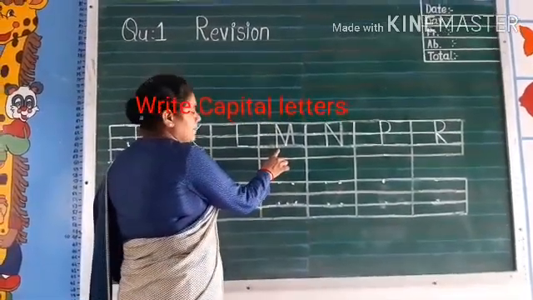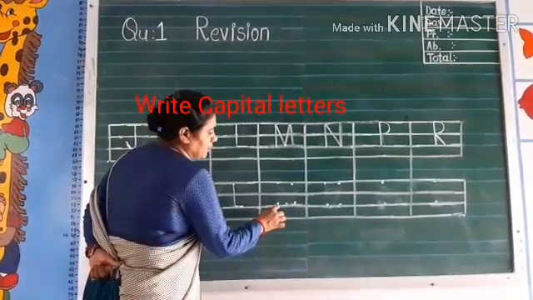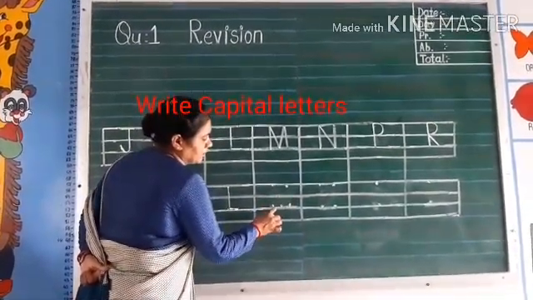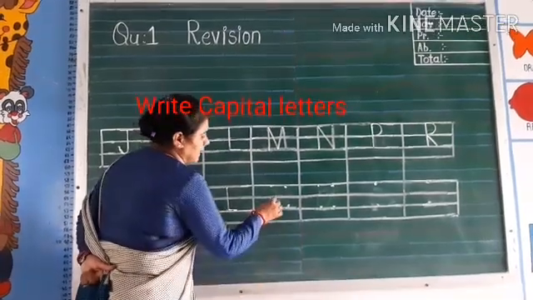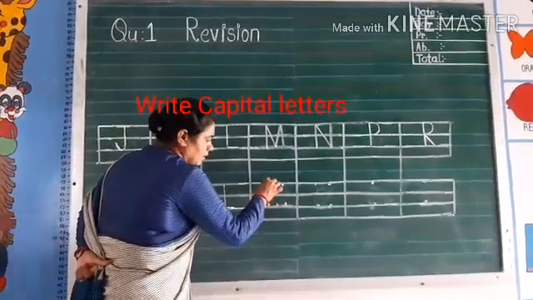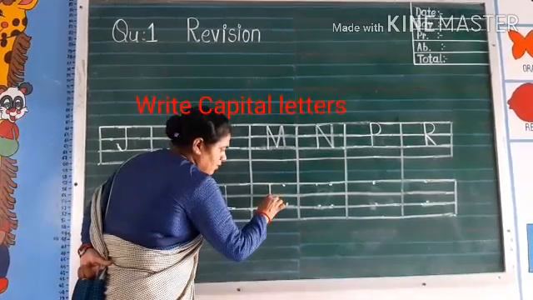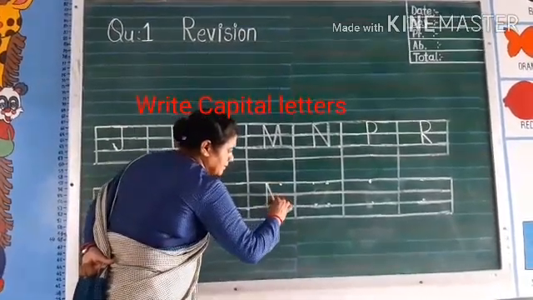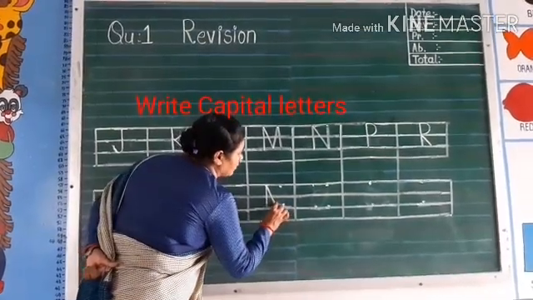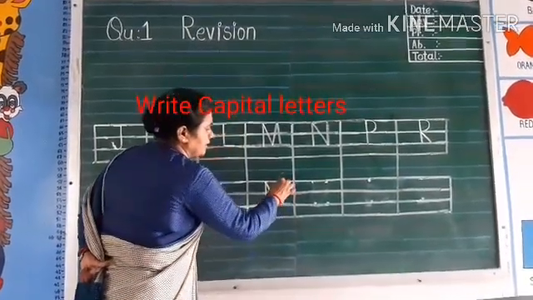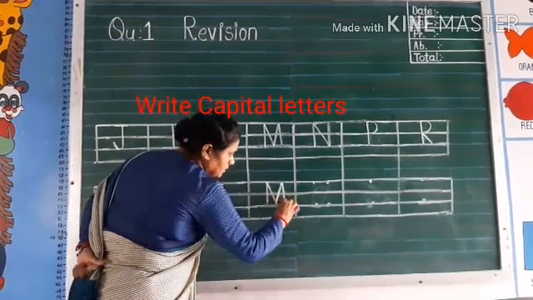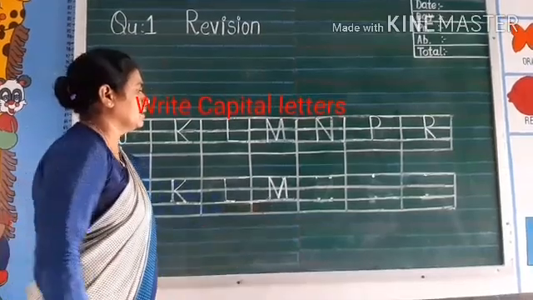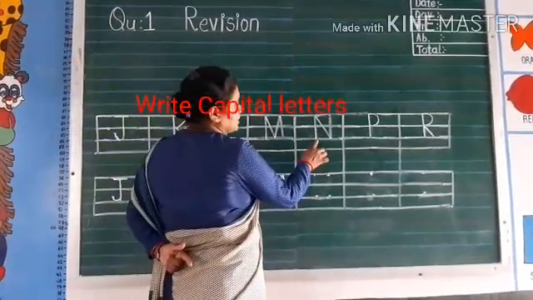Again, which letter is this? Capital letter M. How to write capital letter M? Here upside 2 dots and downside 3 dots are given. Now start. First, up to down, make a standing line. Up to down, make a slant line, and down to up, make a slant line, and up to down, make a standing line. This way you have to write capital letter M.